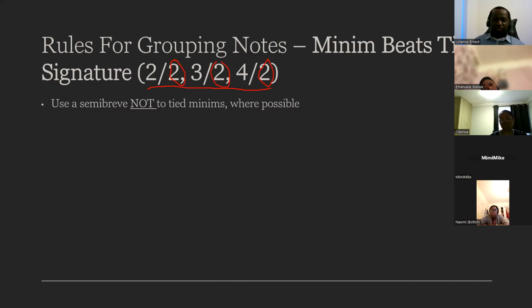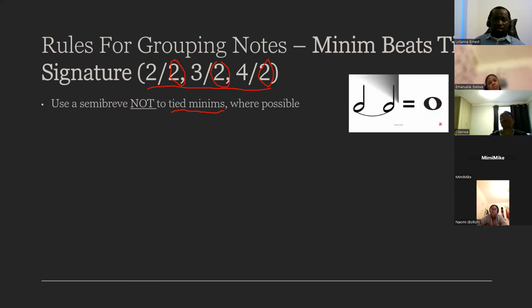Use semibreves, not tied minims, where possible. I told you about tied notes. If you can avoid tied notes, then please avoid them by all means. Instead of using two minims that are tied, just use a semibreve, all right? Just like I showed you in the beginning of the class. So something like this, instead of using this, just put a semibreve. Since these two are tied, you will still play it as a semibreve, so why don't you just put the semibreve to avoid confusion?